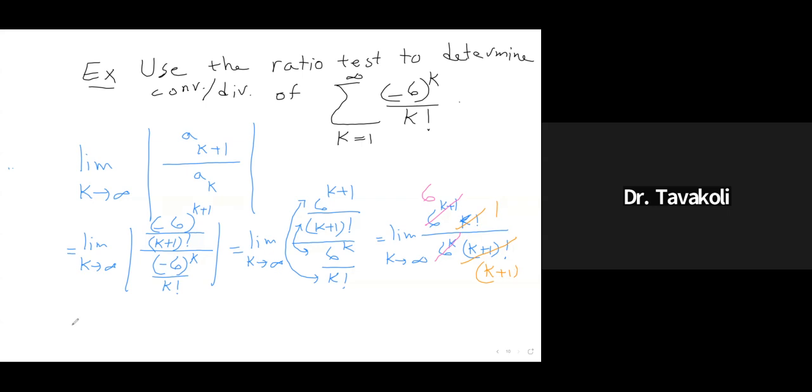So this becomes the limit of 6 over k plus 1 as k tends to infinity. As k tends to infinity, the bottom becomes infinity. 6 over infinity is 0, and 0 is less than 1. Therefore, the series is absolutely convergent.